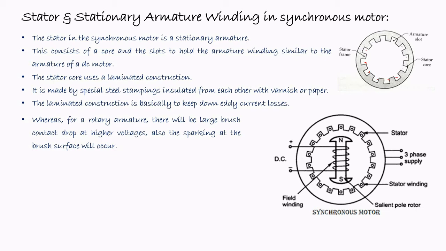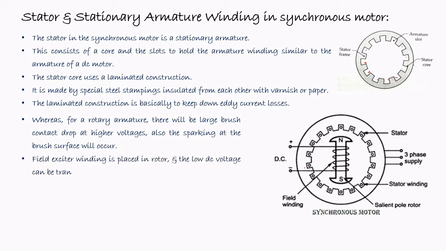Next point is that during the operation, the heat is produced in the armature winding because of the flow of current. So this heat can be easily dissipated if we place the armature winding in the stator because the circumference of the stator is much greater than the rotor. That's why in case of synchronous machine, the armature winding is always placed in the stator. It is the three-phase balanced winding, and the field winding is placed in the rotor.